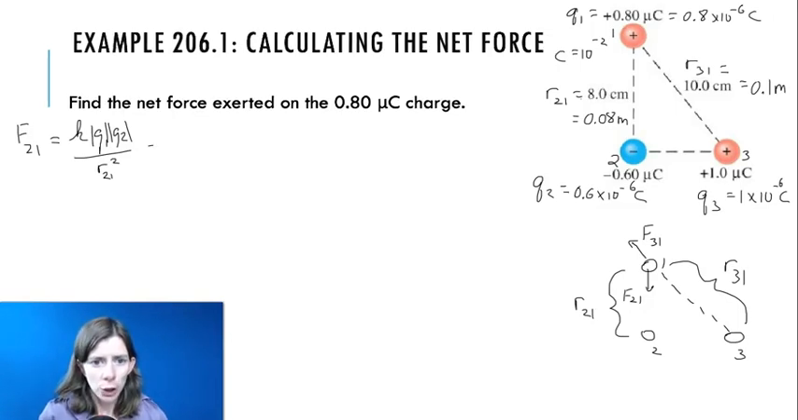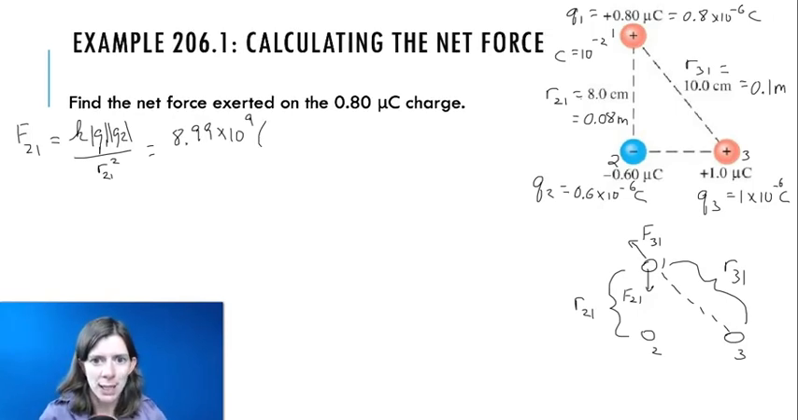So let's just plug in all of the numbers. K was Coulomb's constant, 8.99 times 10 to the 9. Don't worry about all the units. As long as you're in meters for the distance and coulombs for the charges, you will end up with newtons for your unit for your force. So you don't have to worry about putting all the units in here.